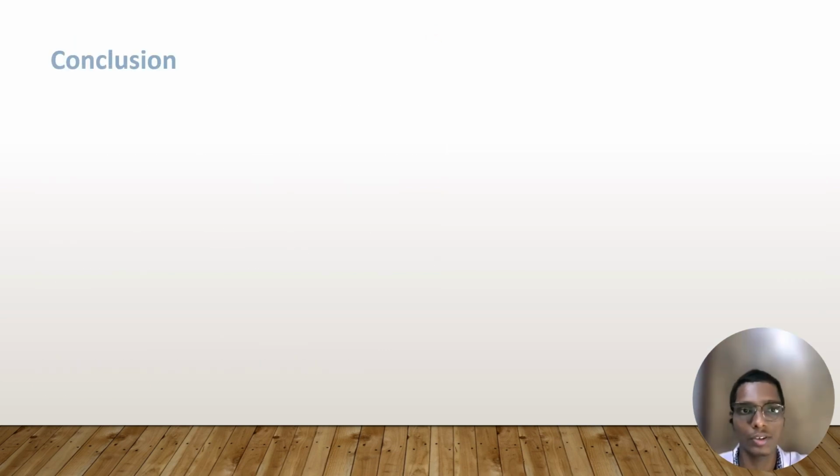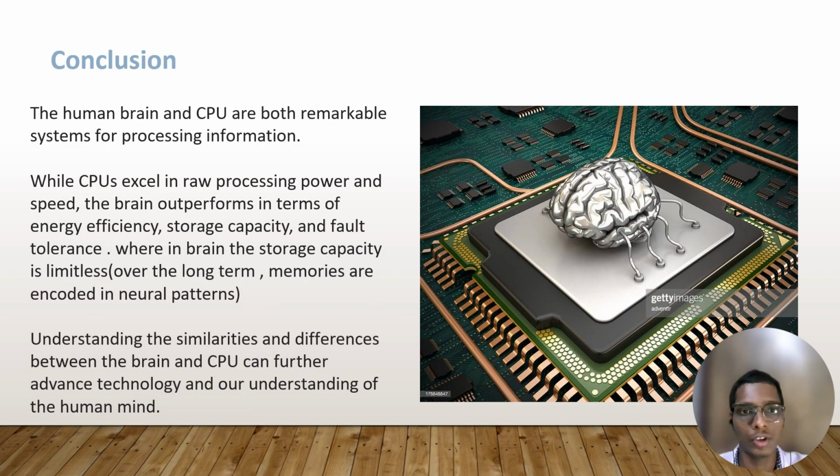Now, let us conclude the topic. The human brain and CPU are both remarkable systems for processing information. While CPUs excel in raw processing power and speed, the brain outperforms in terms of energy efficiency, storage capacity, and fault tolerance. The brain's storage capacity is limitless; over the long term, memories are encoded in neural patterns. Understanding the similarities and differences between the brain and CPU can further advance technology and our understanding of the human mind. In this topic, we learned about parallel processing, storage capacity, and energy efficiency.